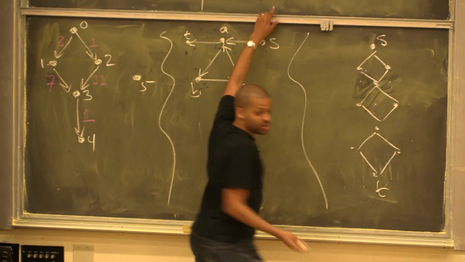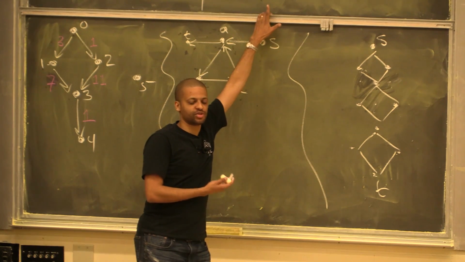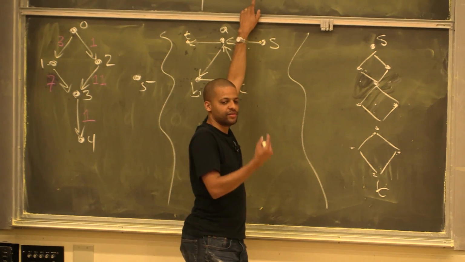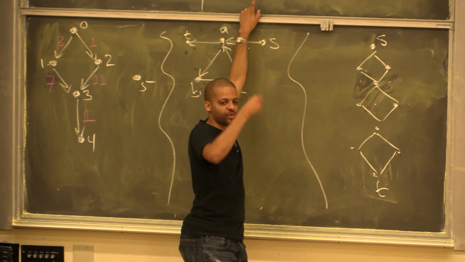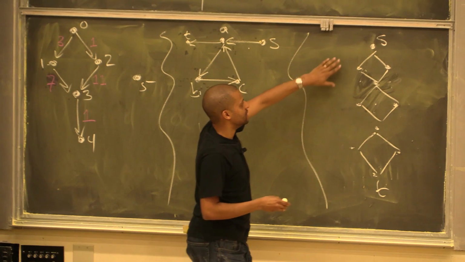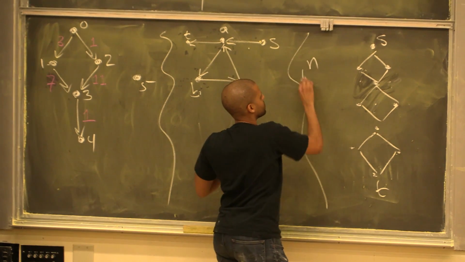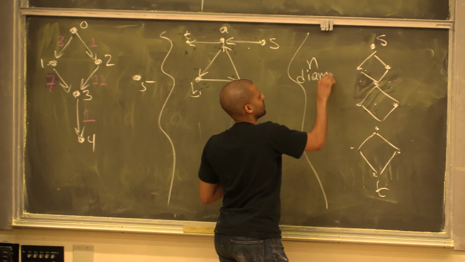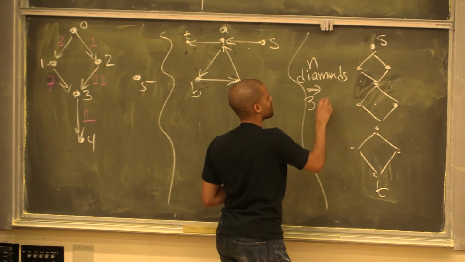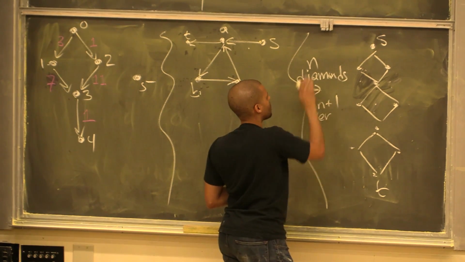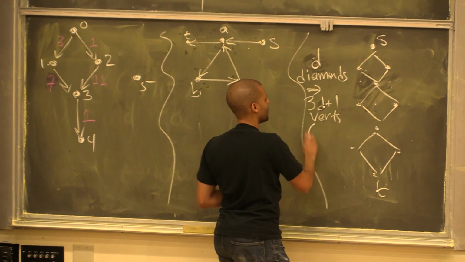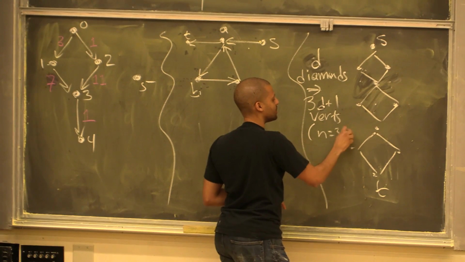This code is really just doing brute force search, right? To get to t, what are all the ways I can come into t? And then for the vertex right before, what are all the ways I can come into that, right? It's just brute force search. So if you have d diamonds, then you have 3d plus 1 vertices. So n is 3d plus 1 here.